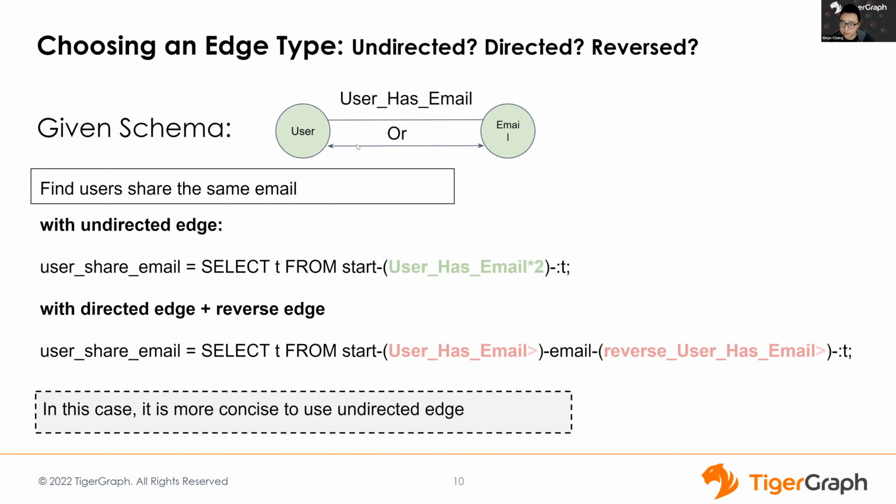But if we define it with a directed edge with reverse edge, you can see the query will become longer than with the undirected edge, right? Because you always need to think about the direction. From the user to email, use this type, and from the email, to go back to the user, you need to use the reverse edge, right? You always need to think about the directions, and you need to maintain different types. So the rule of thumb is really, again, if your source vertex and target vertex are of different types, please use undirected edge. That will make your life a lot easier.